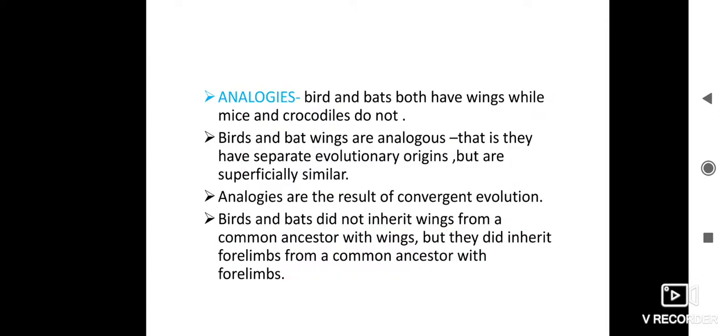അടുത്തത് analogies. Birds and bats both have wings, while mice and crocodiles do not. Bird and bat wings are analogous, that is, they have separate evolutionary origin but are superficially similar. Analogies are the result of convergent evolution. Analogies convergent evolution കാരണമാകും. Birds and bats did not inherit wings from a common ancestor with wings, but they did inherit forelimbs from a common ancestor with forelimbs.